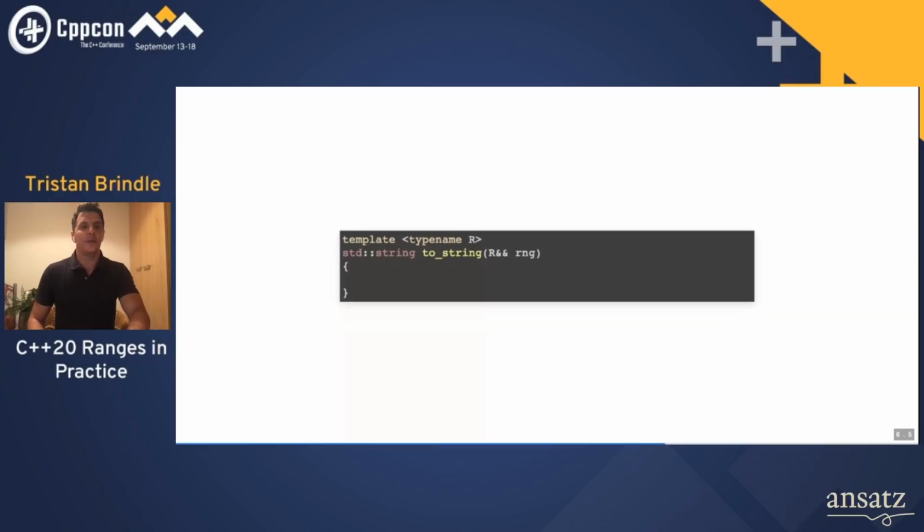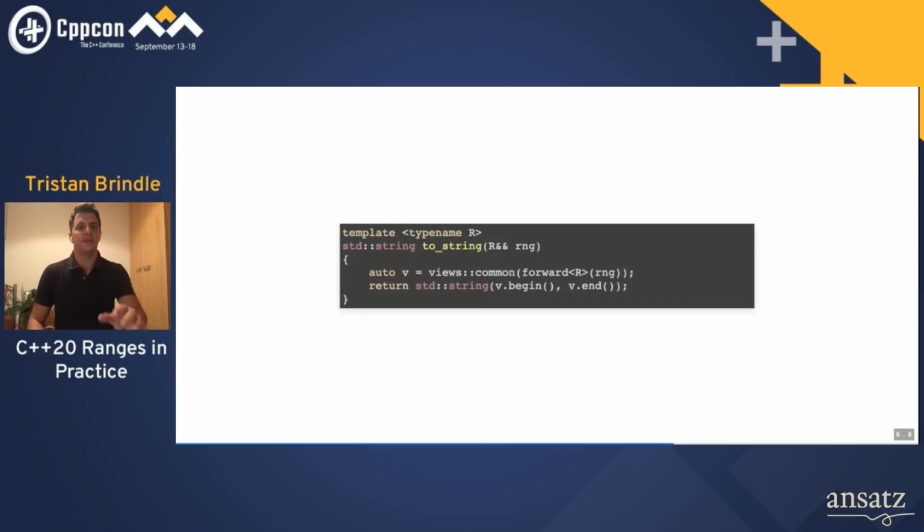So how do we implement this toString function? Well, here is one way we could do it. std::string has a constructor that accepts an iterator pair, but that expects a C++17 iterator pair, that is, begin and end having the same type.